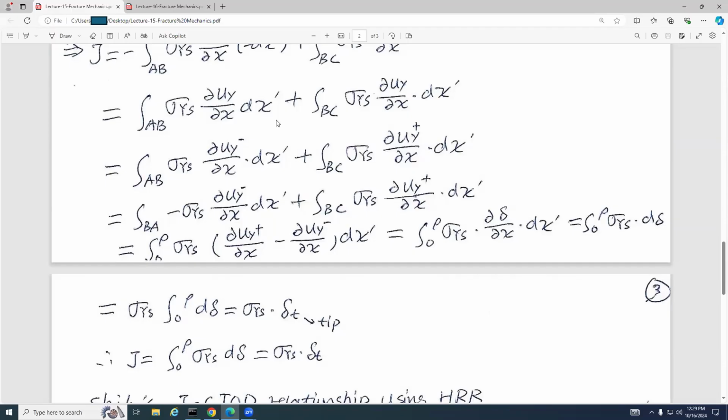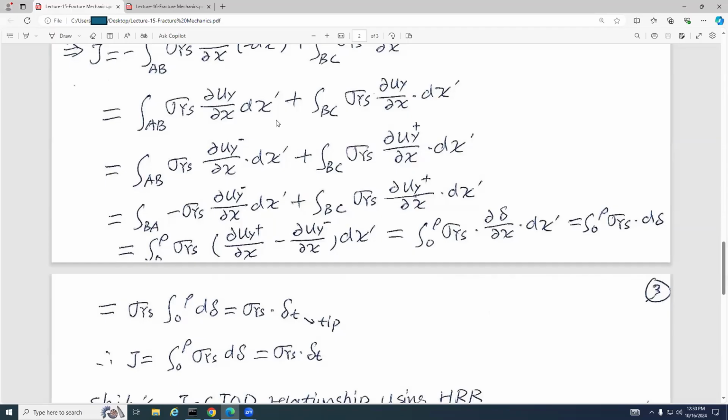BA goes in this direction, and BC goes in this direction. The same direction. As I said, the displacement is very, very negligible. It's very, very small. So as a result, I can put these two integrands together. And then both of them have sigma ys. Then I have this value here, and then I have dx. Are you okay with this step? Okay. Yes.